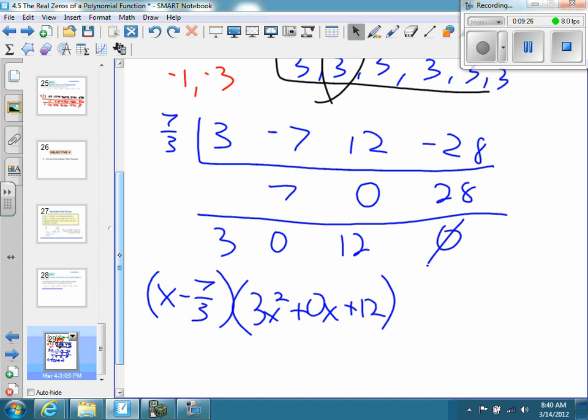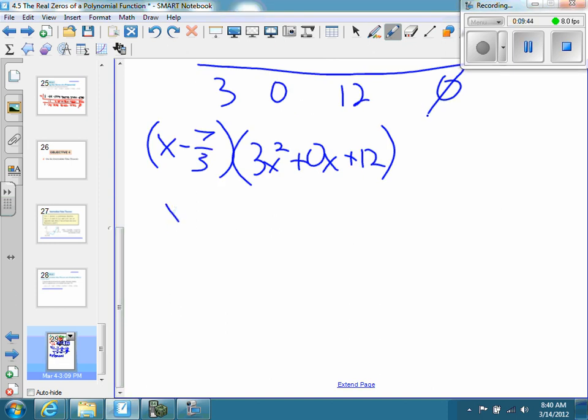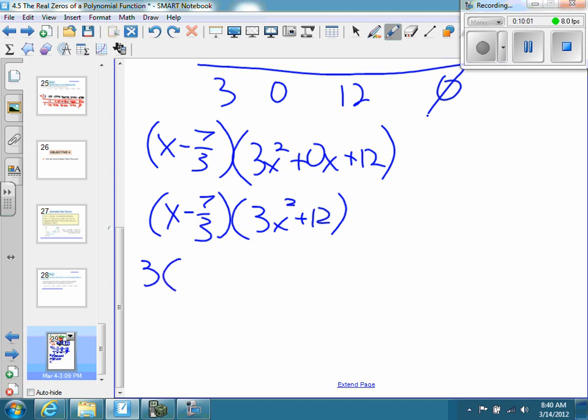Is there a question on this? We're okay with how I just did this? Okay, so let's make it just a little bit more simple, and then you'll see some more magic. I'm going to go x minus 7/3, that's one of my factors, and I'm going to get rid of my 0x because it's annoying. 3x squared plus 12. But I'm going to factor out a 3 from here, right? I can do that just to make it look a little bit nicer. So I'm going to go 3 times x minus 7/3, and then I'll have x squared plus 4.